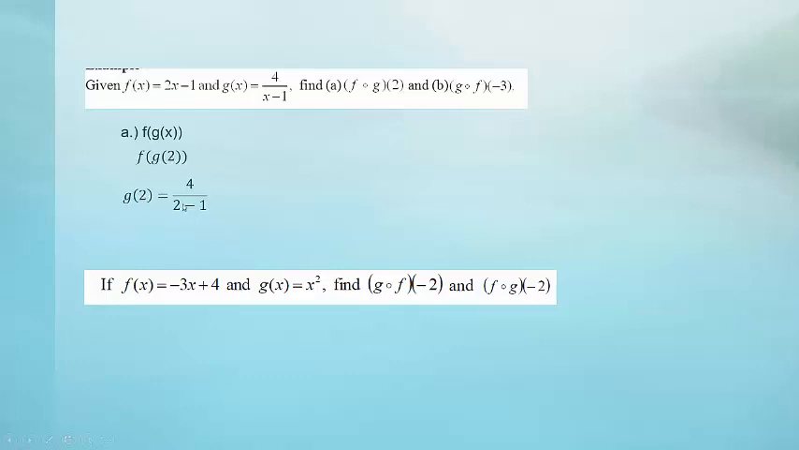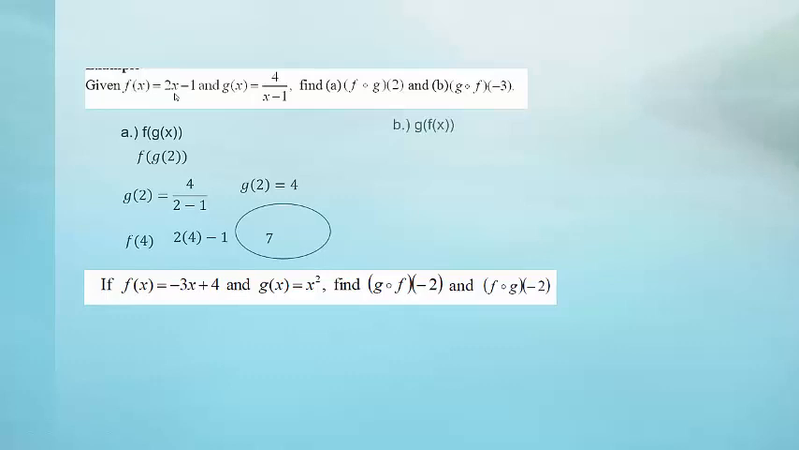So to get g of 2, we're going to replace x with 2 in the g formula. And if we do 4 over the quantity 2 minus 1, we're going to get 4. Now that I know my g of 2, I can go ahead and replace g of 2 with the number 4. So the new problem will read f of 4. So we're going to put 4 into the f formula and do 2 times 4 minus 1, and we get our answer of 7.